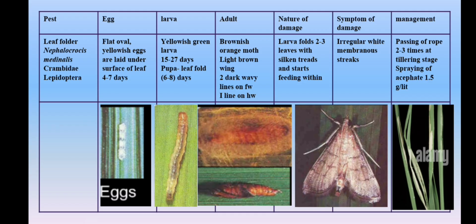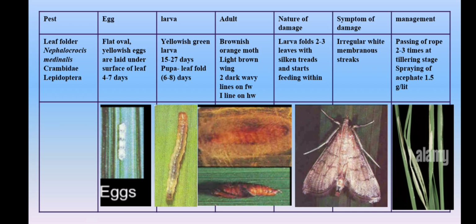So here you can compare with the stem borer in case of hispa for the egg laying practice and management. So next insect is rice leaf folder, Nephalocrosis medinalis, belonging to the family Crambidae and order Lepidoptera.